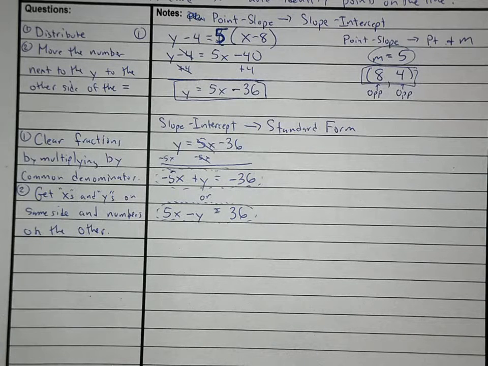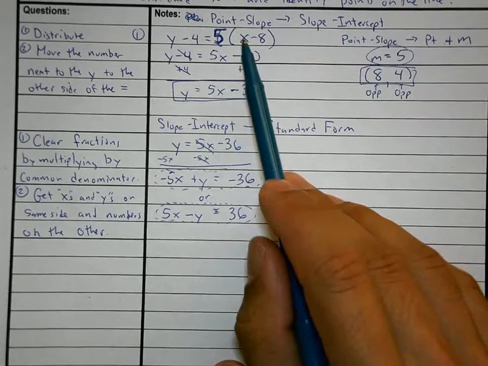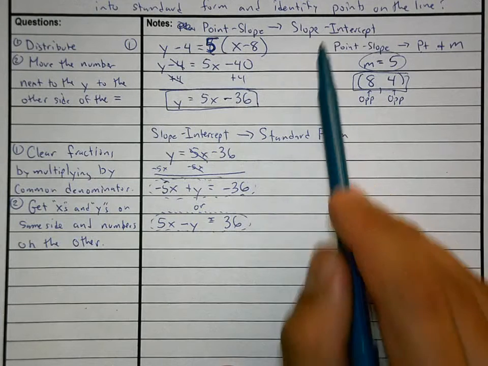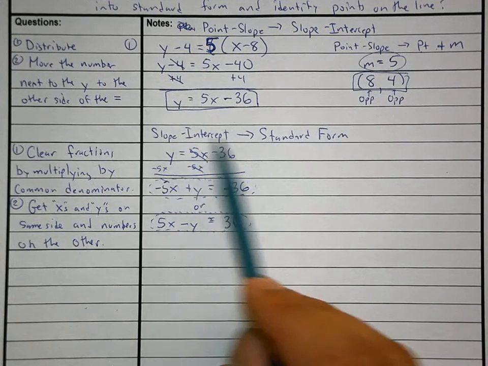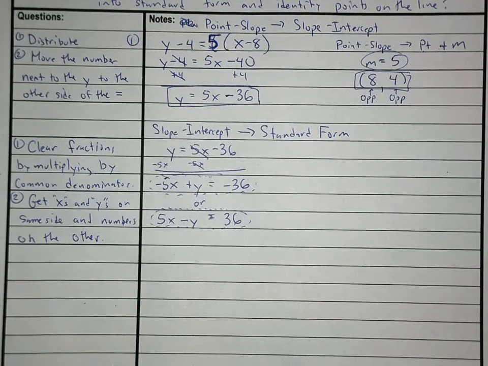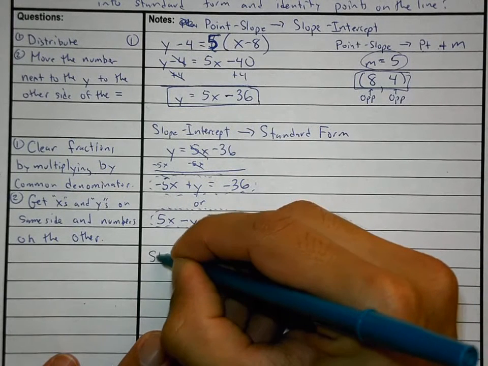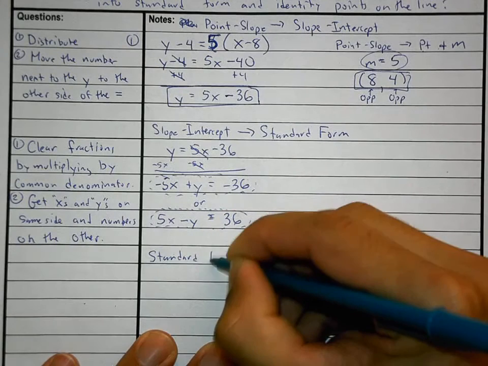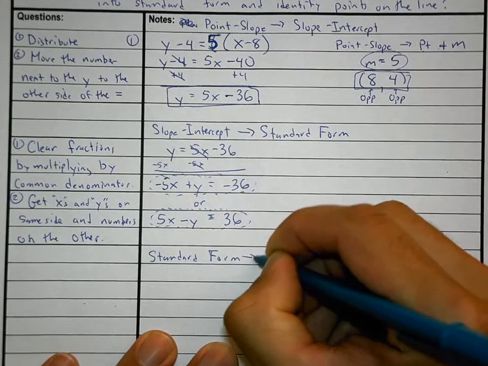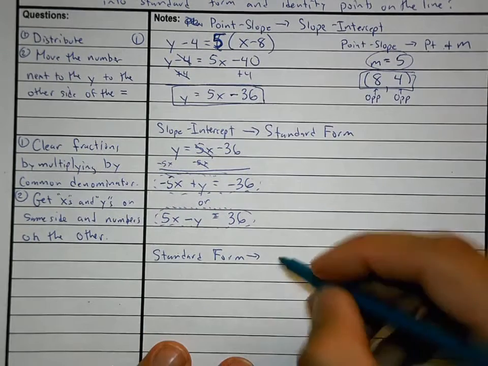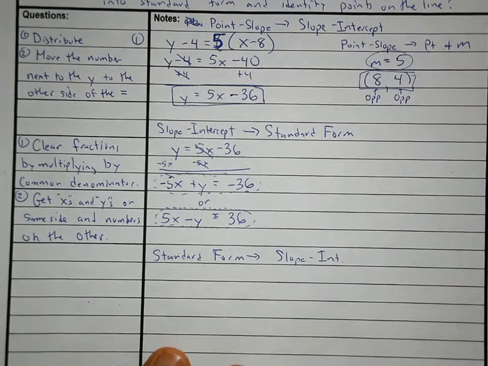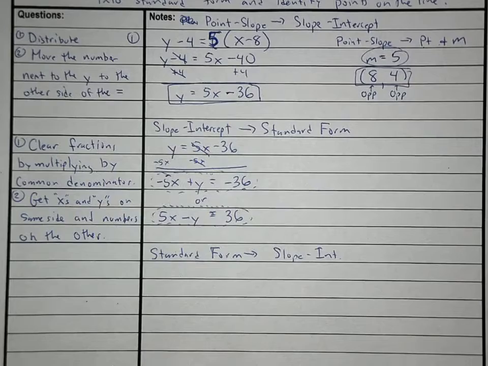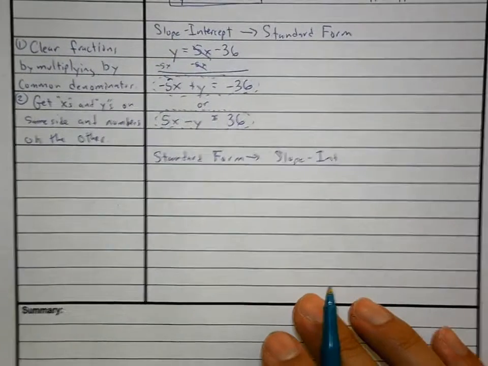Okie dokie. So we've talked about how to go from point slope into slope intercept. We've talked about how to go from point slope into a point and a slope, how to go from slope intercept into standard form. But what if you're given something in standard form and you have to go into slope intercept form? Let me recenter. Bless you.